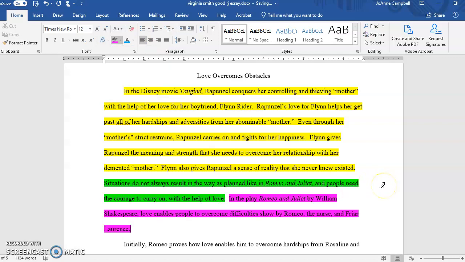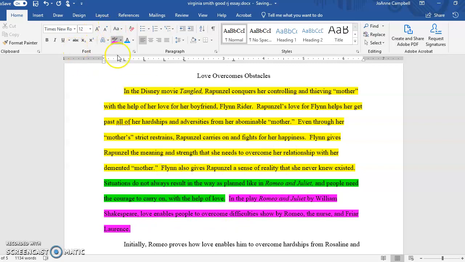Okay, so she says, in the play Romeo and Juliet by William Shakespeare, love enables people to overcome difficulties, shown by Romeo, the nurse, and Friar Lawrence. So that's her thesis. Her theme is love helps people to overcome difficulties. And she's going to have 5 paragraphs total.